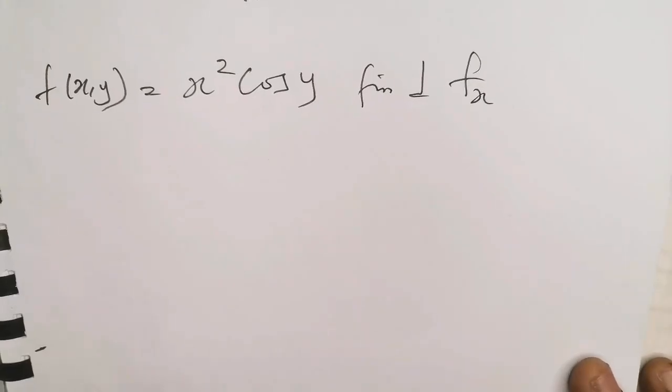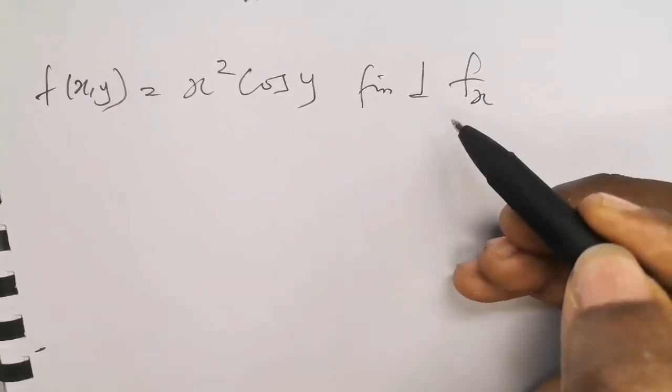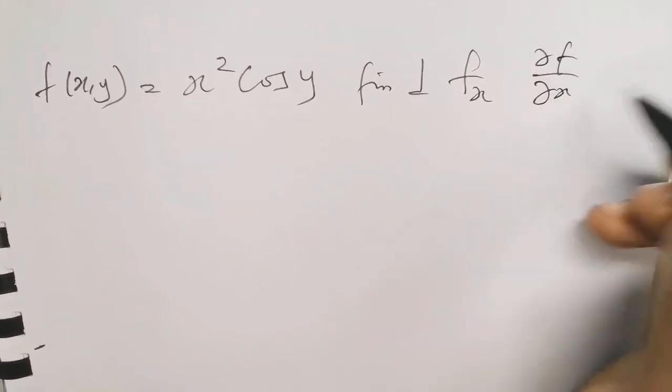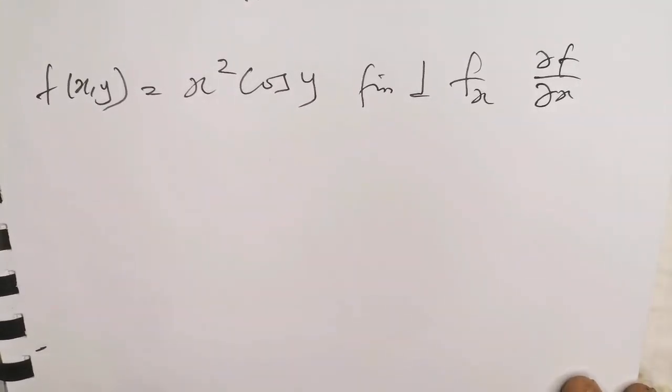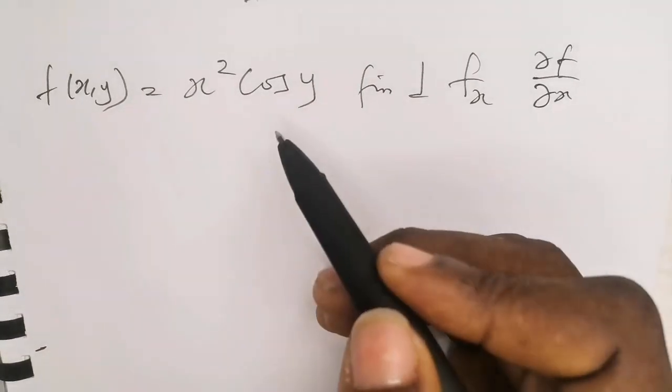Welcome back guys. So let's say we are given f of x, y equals x squared plus y, and we are asked to find f subscript x. Now when they say find f subscript x, this simply means find the partial derivative of that function with respect to only x. That's what it means. Alright, now again, I am experiencing the product of two functions, x squared multiplying cos y.